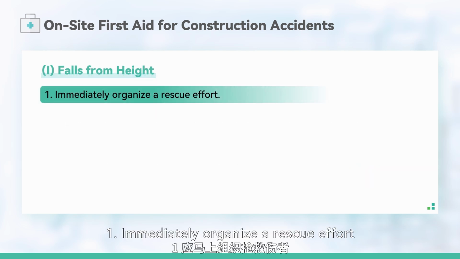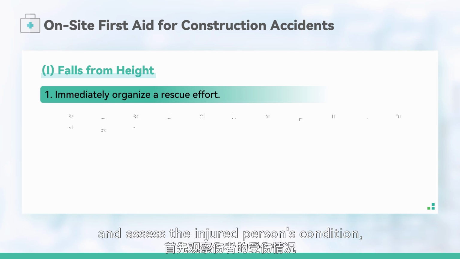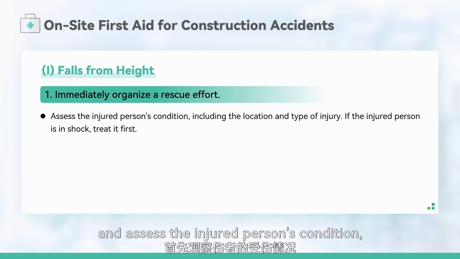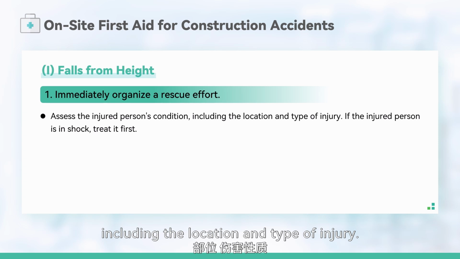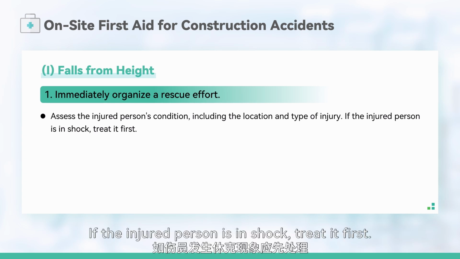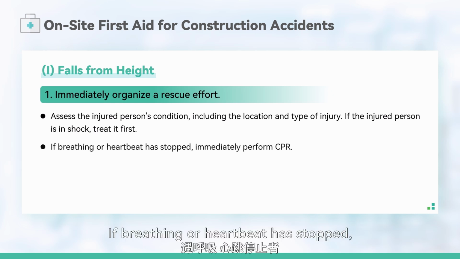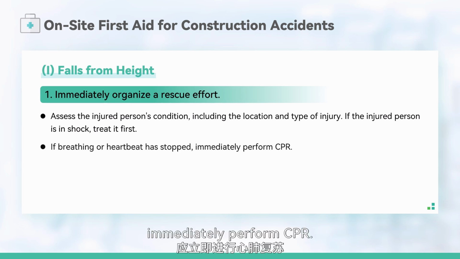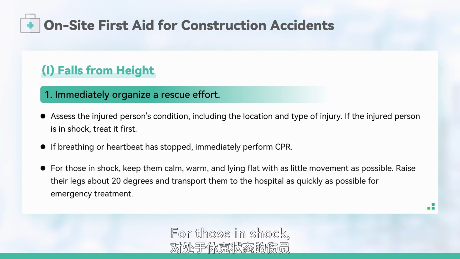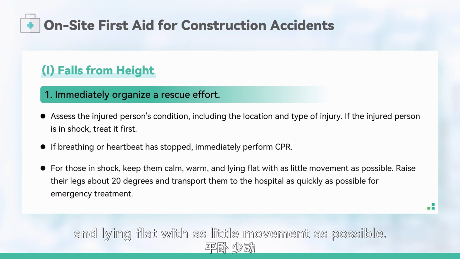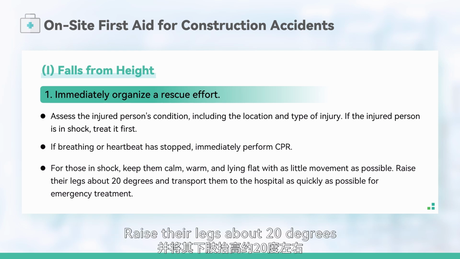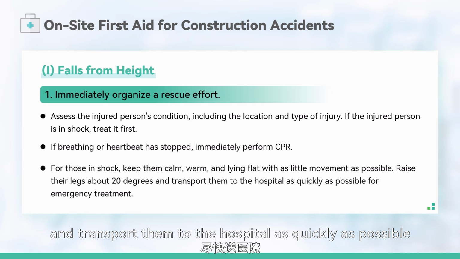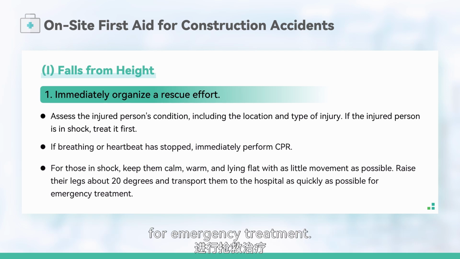1. Immediately organize a rescue effort and assess the injured person's condition, including the location and type of injury. If the injured person is in shock, treat it first. If breathing or heartbeat has stopped, immediately perform CPR. For those in shock, keep them calm, warm, and lying flat with as little movement as possible. Raise their legs about 20 degrees and transport them to the hospital as quickly as possible for emergency treatment.